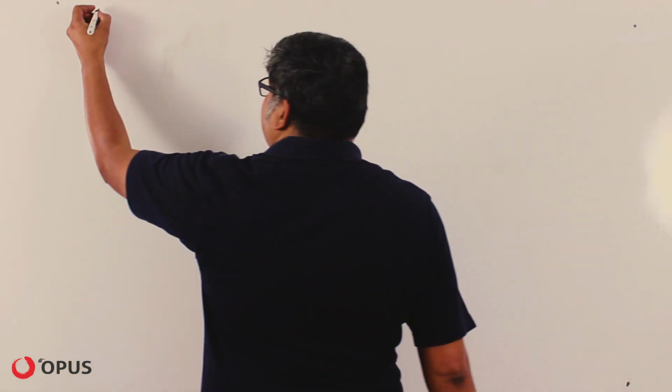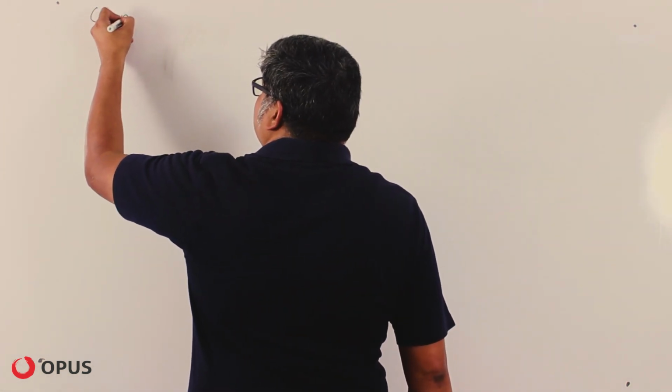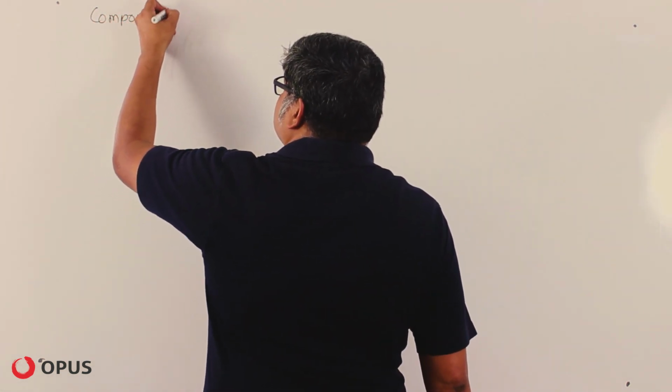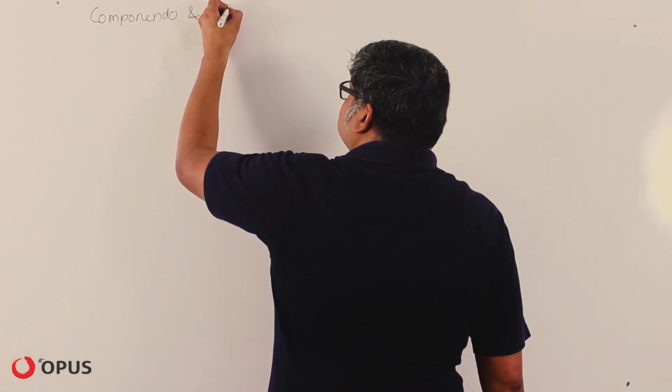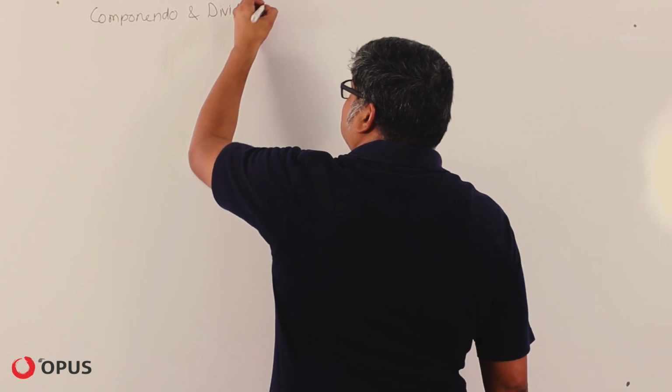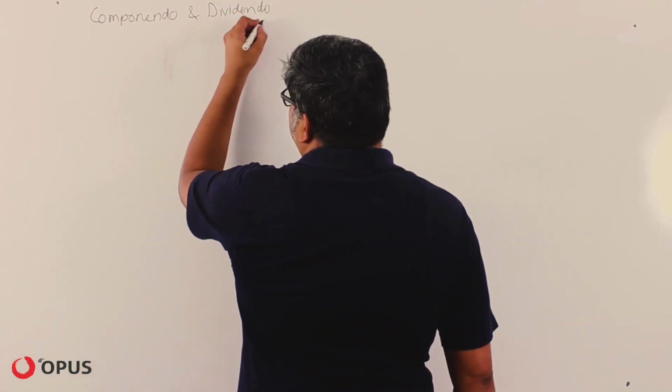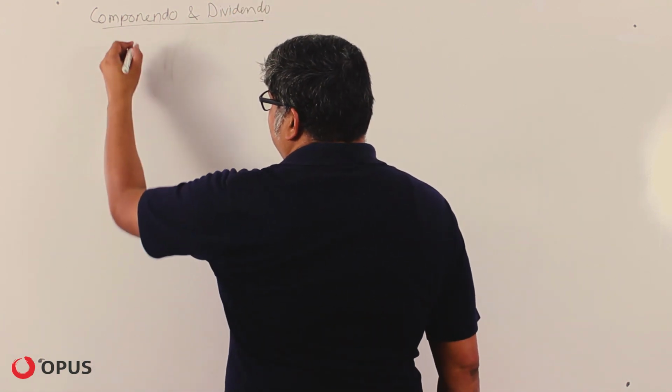Partnership. Let's take care of another part of ratio, which we call componendo and dividendo. Now, what is componendo? What is dividendo?